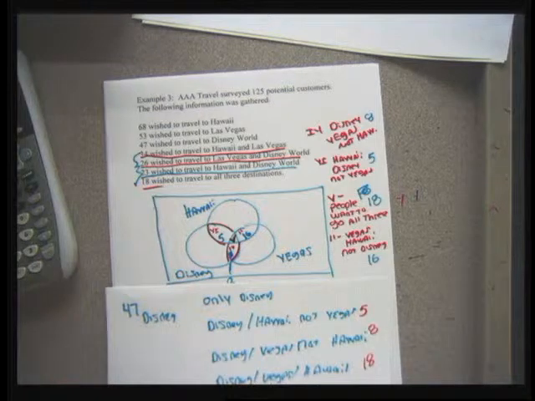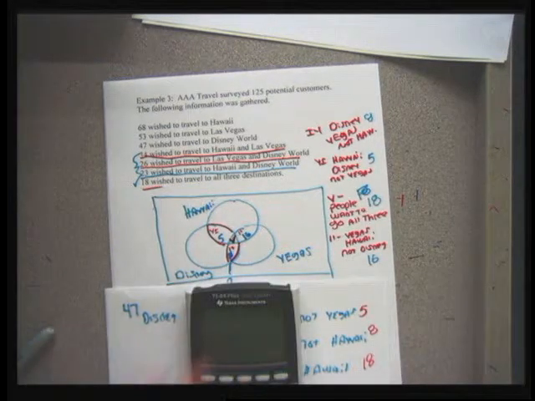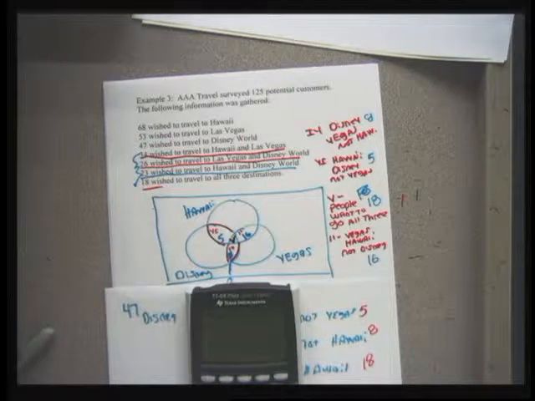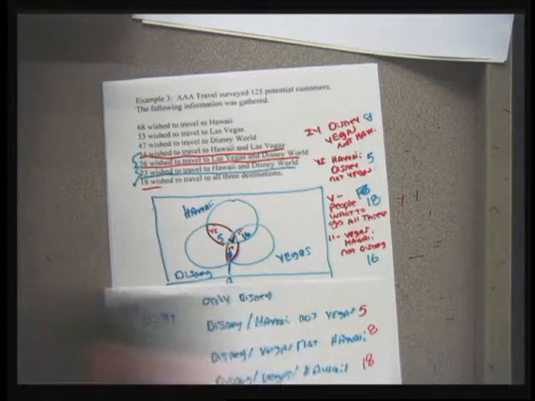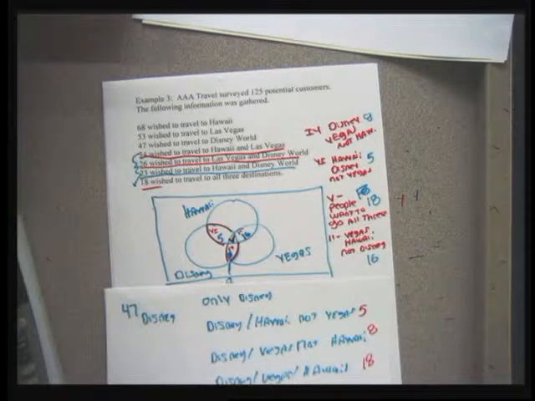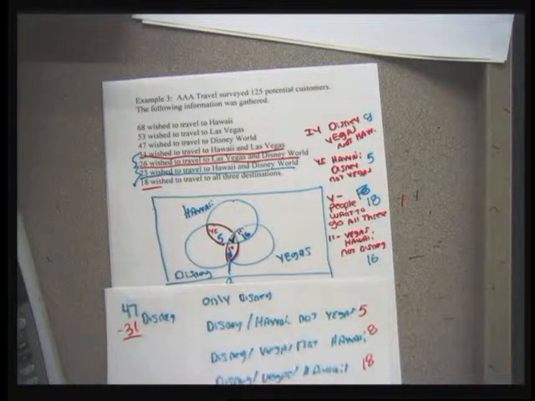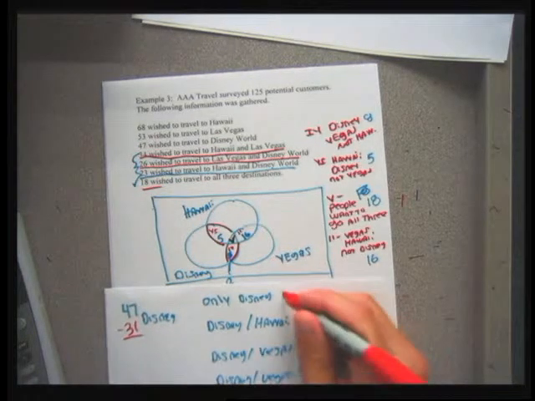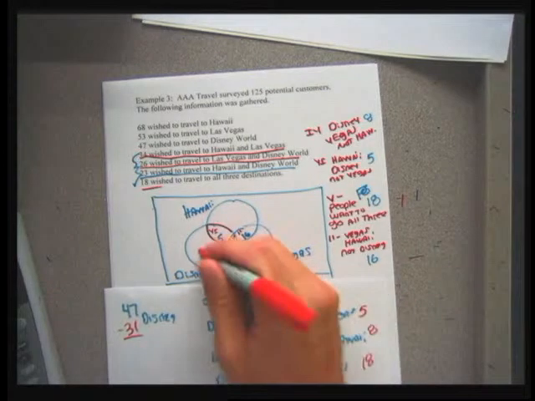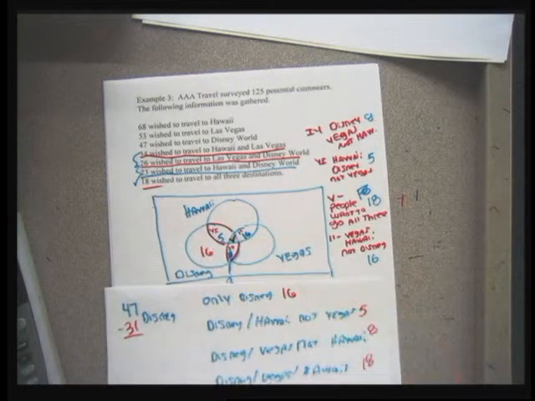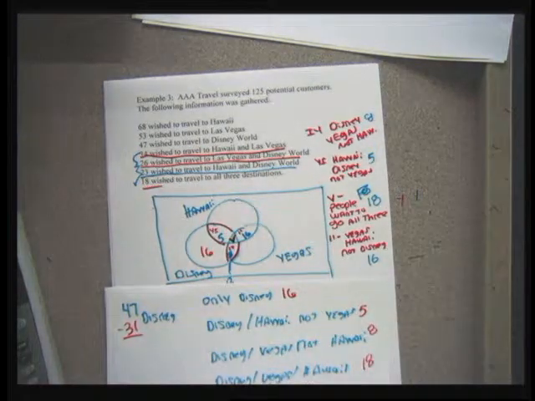So of the 47, I've already taken into consideration 5, 18, and 8. 5 plus 18 plus 8, I've already taken into consideration 31. So of the 47 people that want to go to Disney, 31 of them want to go to other places, either 1 or 2 other places. The other 16, 47 minus 31, want to go to Disney only. The rest of the circles are going to fill in the same way.